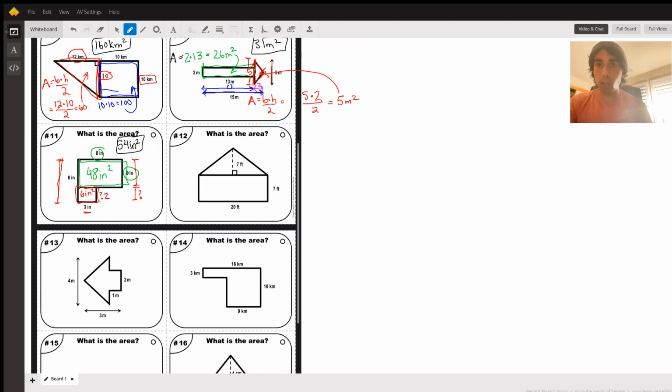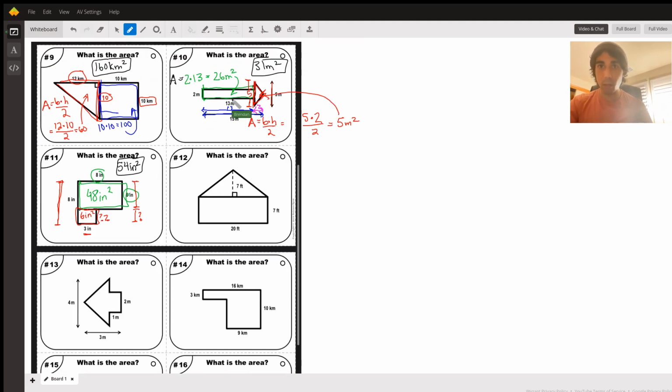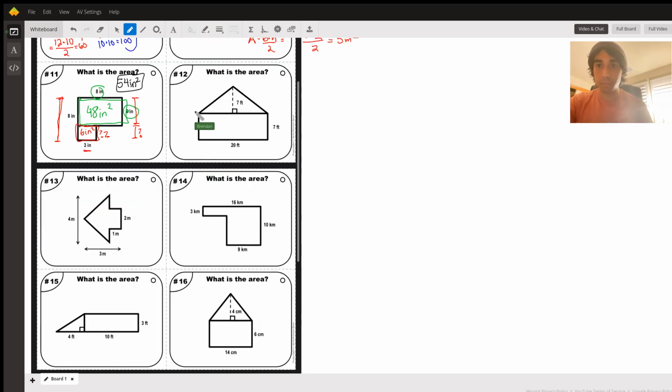All right, number 12, very similar to number 9, so I'm not going to waste time with the video on it. Again, though, if you have questions, please text me, please email me, and I'm happy to help. But number 12, it's very similar to 9. It's a rectangle and then a triangle. Find the area of each of them and then add them up.